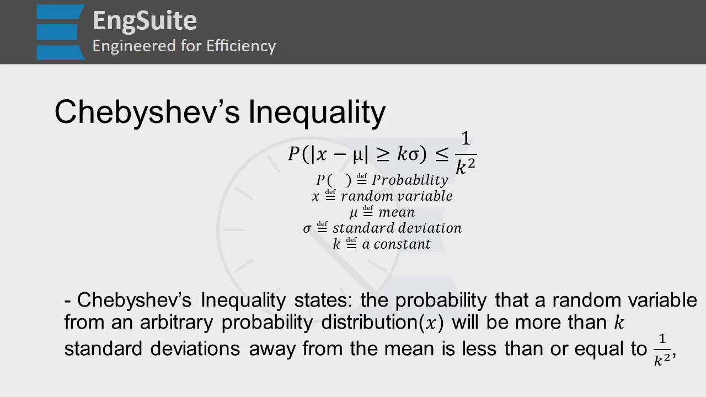Let's look back at the math. So the probability that a random variable from an arbitrary probability distribution, that's x, will be more than k standard deviations away from the mean is less than or equal to 1 over k squared. Okay, so x minus mu is the distance that x is from the mean. We know that the probability of this x value being more than k standard deviations away from the mean is less than or equal to 1 over k squared.